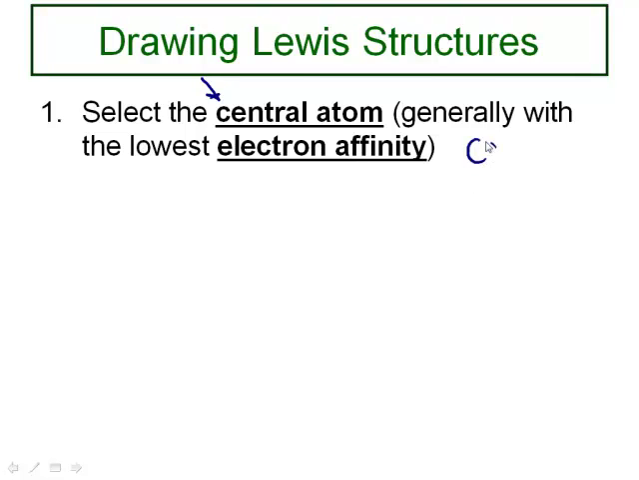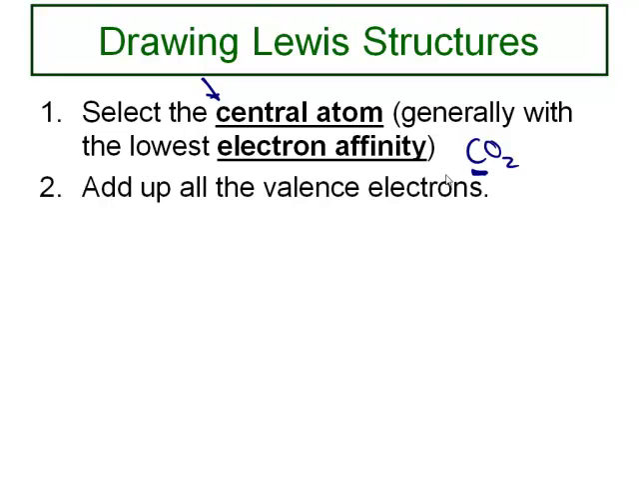For example, consider the molecule carbon dioxide, okay? Now, you guys have seen this molecule enough times. You know that carbon is going to be the central atom. But say you didn't know that. The way you can figure that out is because compared to oxygen, carbon has a much lower electron affinity. That's usually going to be the way that it is.